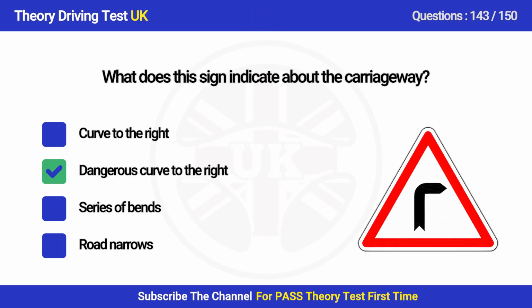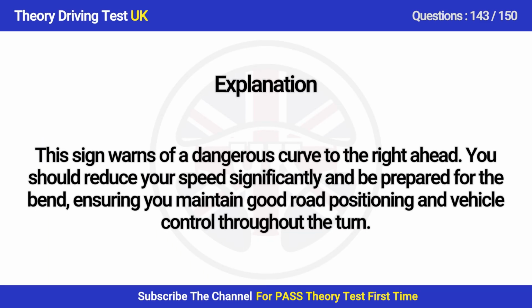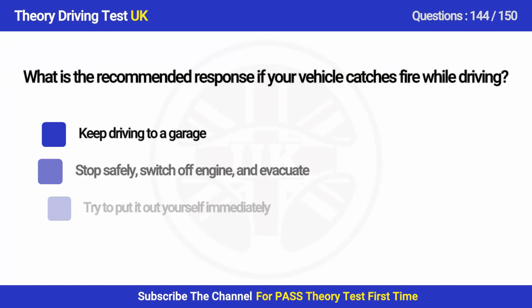Answer is B. Dangerous curve to the right. This sign warns of a dangerous curve to the right ahead. You should reduce your speed significantly and be prepared for the bend, ensuring you maintain good road positioning and vehicle control throughout the turn.